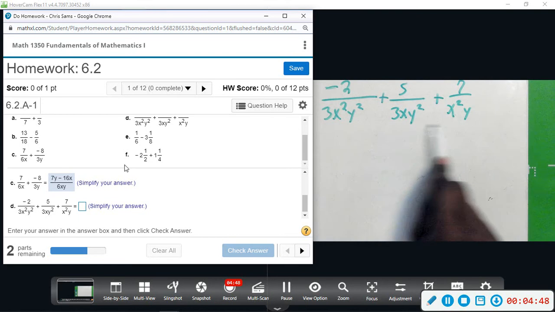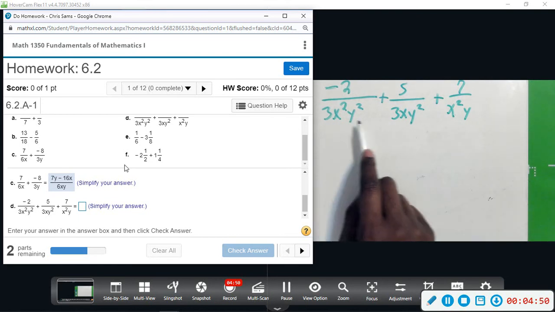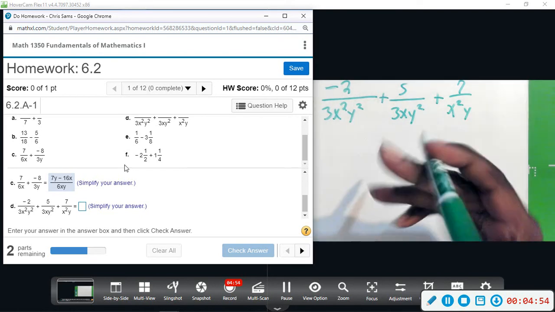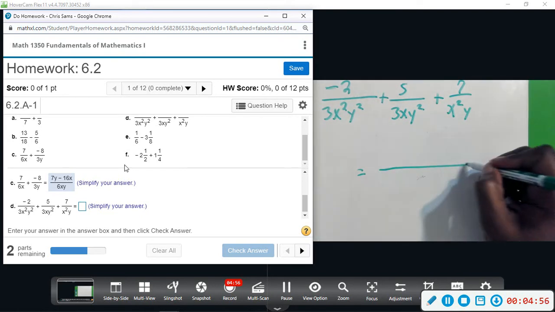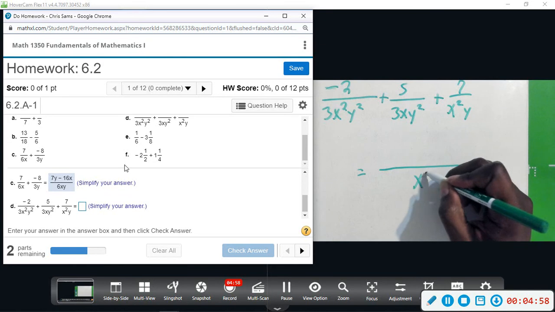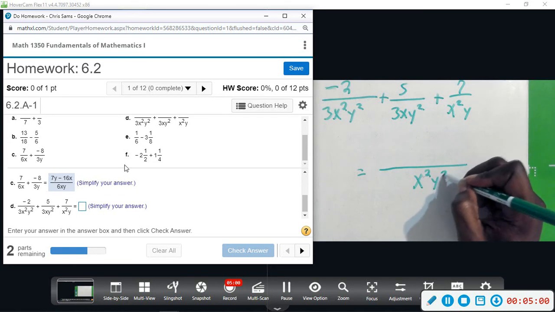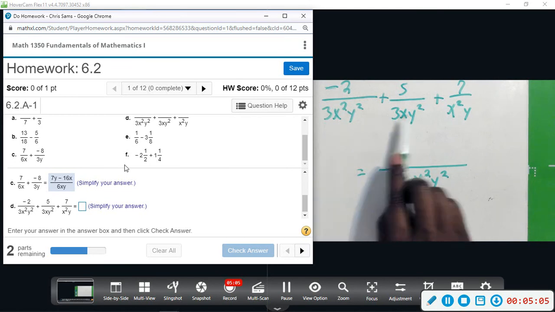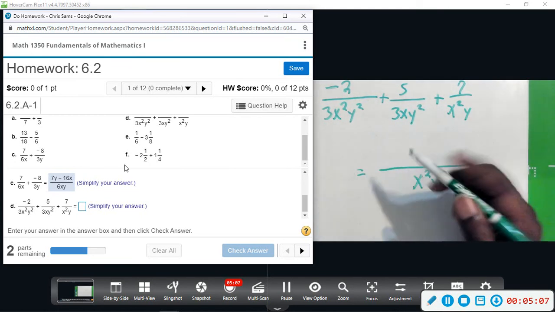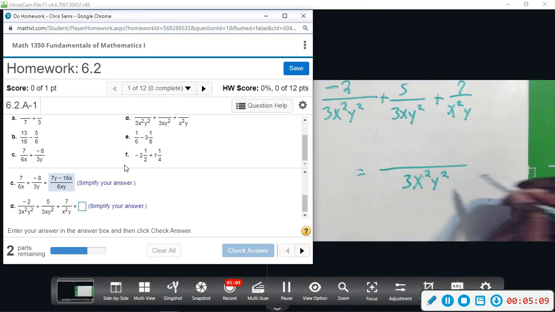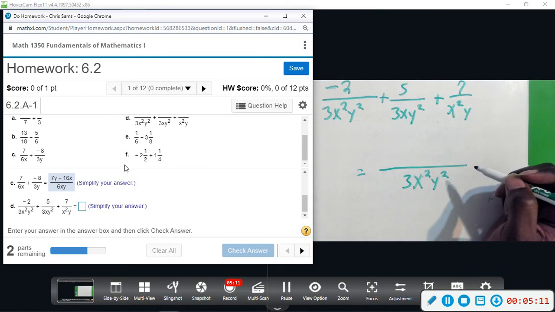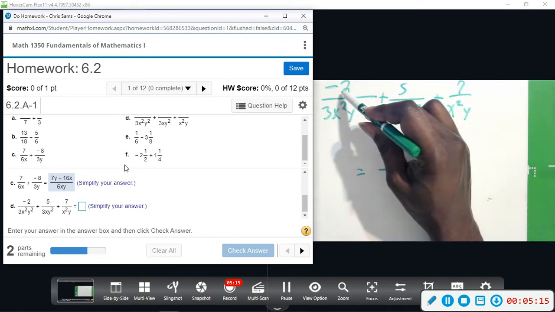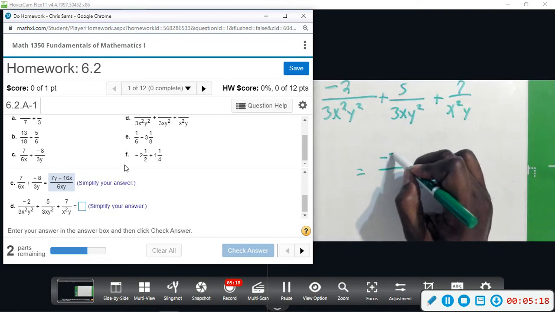So looking at all the denominators, we have x and y in both. Squared will be the highest power, so we're going to need x squared y squared in our final answer on the denominator. And then the coefficients out front, 3 is the only number we have. So we would need 3 x squared y squared as our least common multiple. And this already has it, so the negative 2 is not going to change.